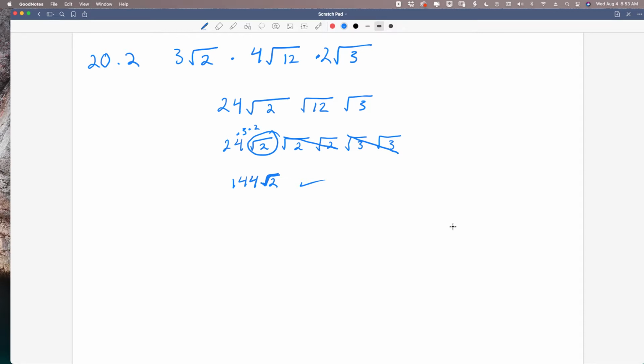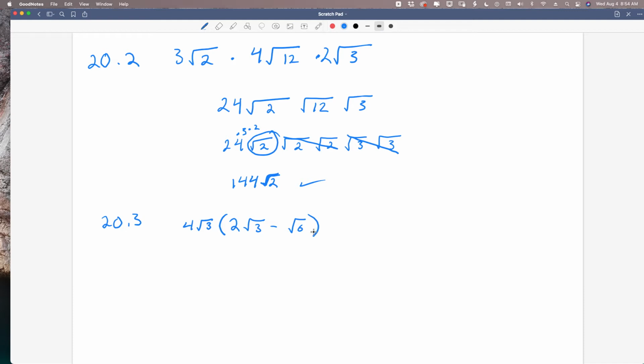Simplifying these radicals gets pretty straightforward and pretty easy once you practice enough of them. We have one more, 20.3. Should be pretty simple for us to do. This is a distribution problem. We have 4 times the square root of 3, and that is times the sum of 2 times the square root of 3 minus the square root of 6.